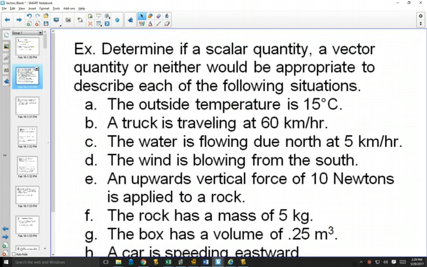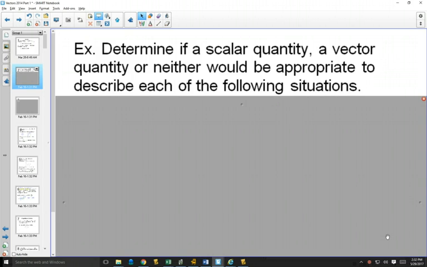So I want you to think through each of these. I'm going to give you some time for that, and I want you to think, do these things have a direction and a magnitude, or do they just have a measurement, or are they neither? So you can put an S for scalar, V for vector, and N for neither beside those. All right, let's see how you did.